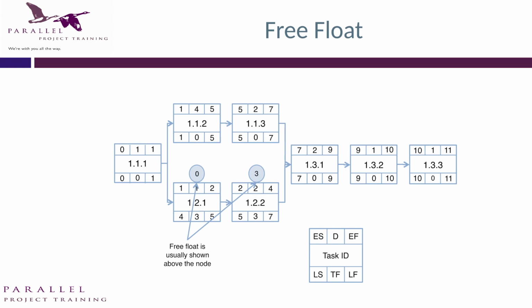So free float really only matters when you've got a critical resource that cannot reschedule its work. Provided that resource is flexible, you can reschedule within the total float and you're not going to delay the project. But free float is dependent upon the resource availability of the next resource in the chain.